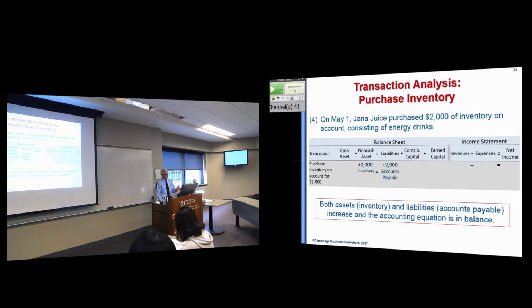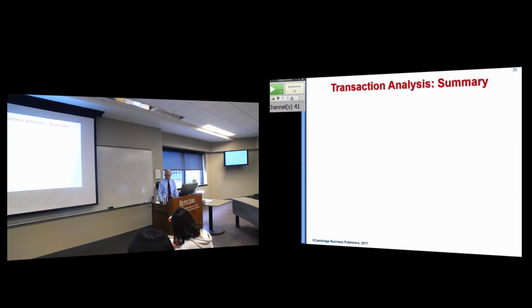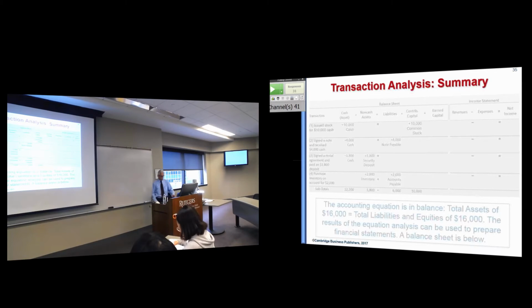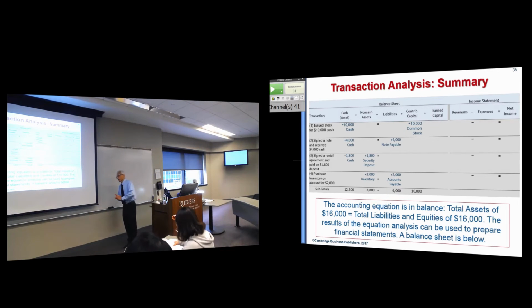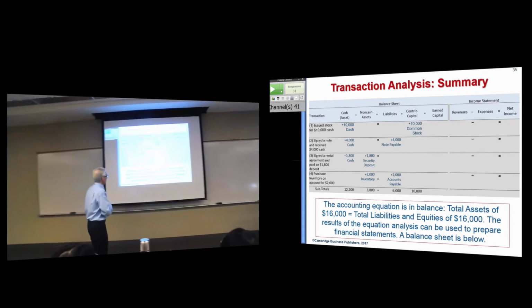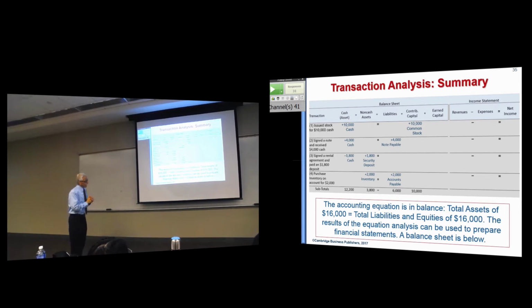Now, we don't have any revenues and expenses right now, but what I decided to do was just take a subtotal or a summary, and the book doesn't do this. I actually made this one myself out of the PowerPoint. But you notice that a cash account right now has $12,200. The non-cash assets are $38,000. Your liabilities are $6,000, and your equity is $10,000. So the balance sheet is in balance right now at $16,000.